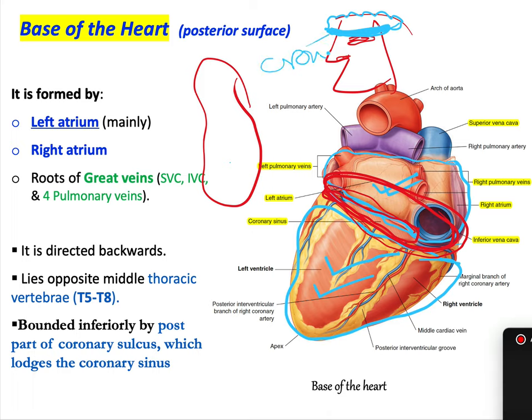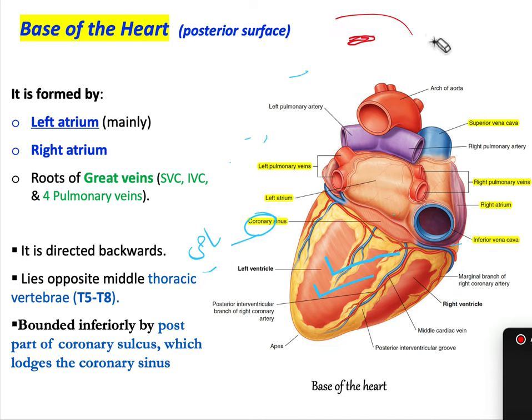It's called the crown, right? So when you say coronary, it means crown. If you imagine the heart like the head of a queen, and it's important to understand it, you will see that this sulcus encircles the whole of the heart, from anterior, lateral, and posterior.